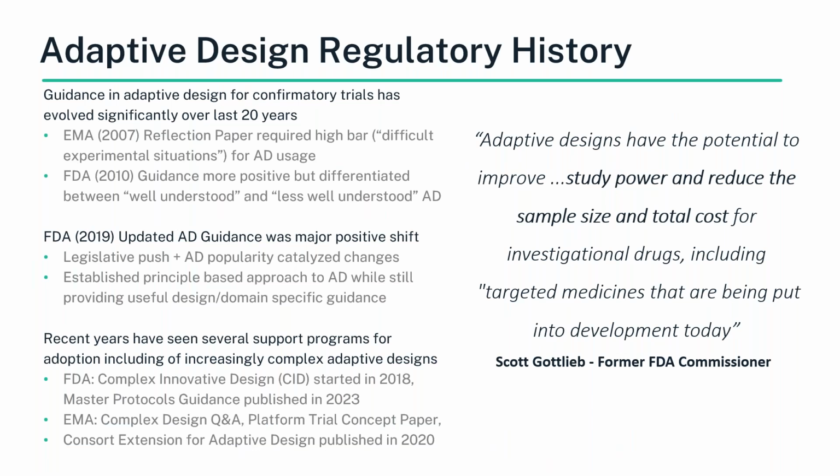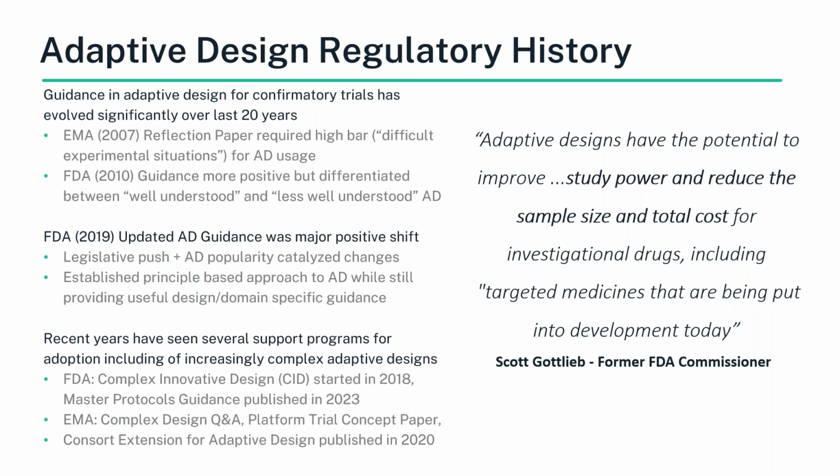So basically, this replaced the 2010 guidance completely, and effectively it established a principle-based approach to adaptive design, while still providing useful design and domain-specific guidance on specific designs such as early stopping, group sequential designs, or sample size re-estimation, and also in areas like time-to-event analysis or Bayesian methods. And I think effectively, this established a much better foundation under which people could not just do adaptive designs based on current practice, but ask what innovations would look like.